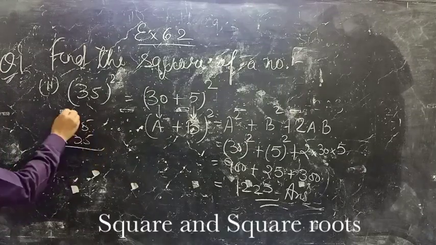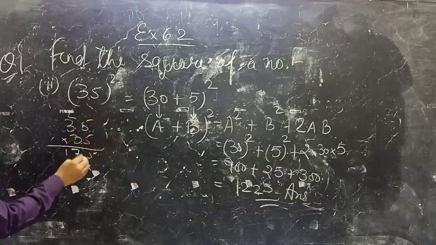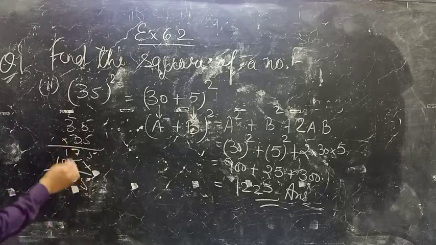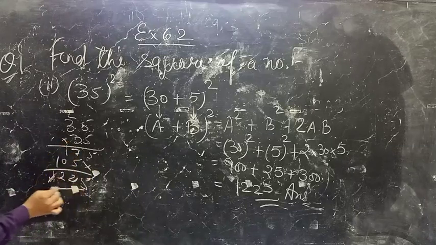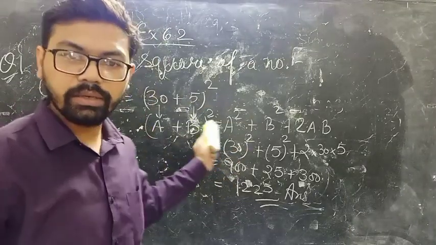5 5s are 25, 5 3s are 15, 3 5s are 15, 3 3s are 9, so 1225. But ऐसे नहीं करना है आपको. You need to follow this method. Okay? Note it down fast.